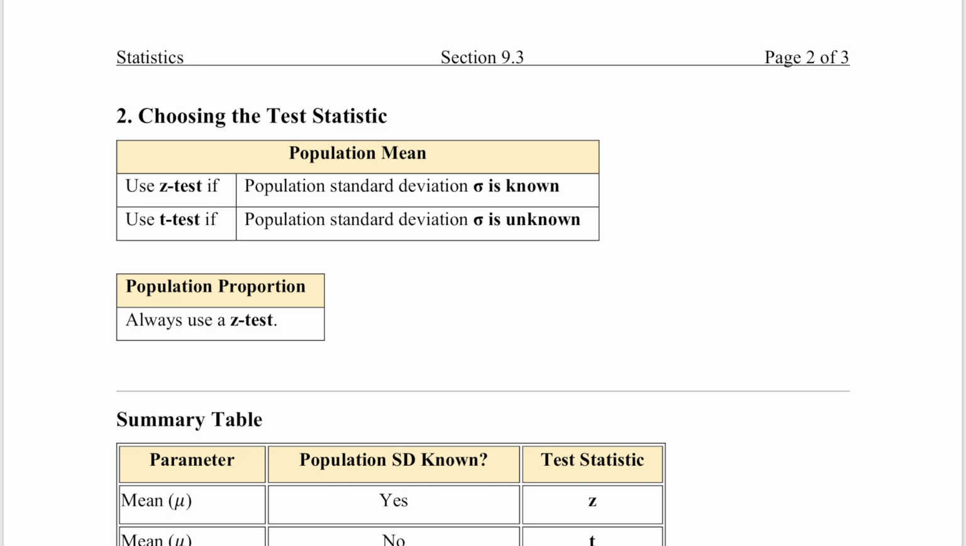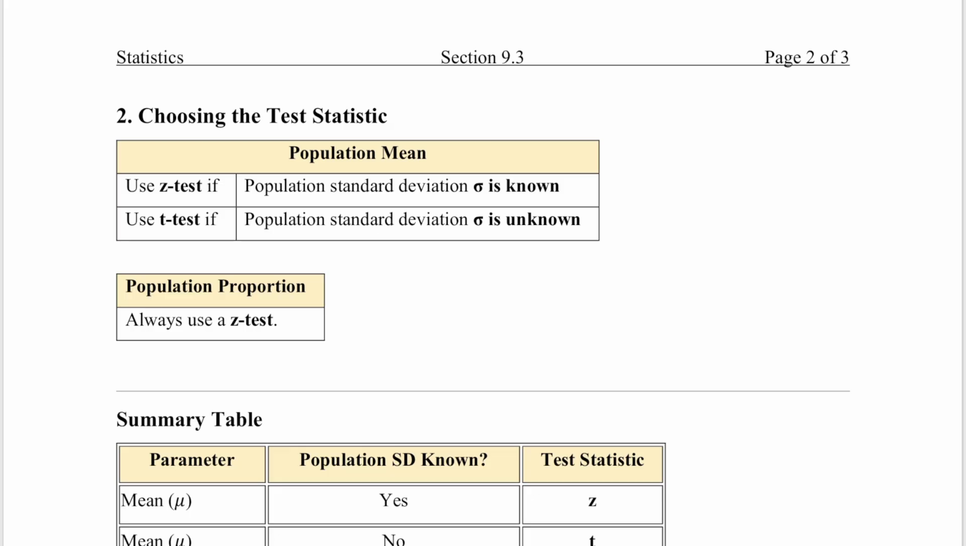In this video, we'll learn how to choose a correct test statistic for a hypothesis test. We'll focus on three choices: when to use a z-test, when to use a t-test, and how to apply these ideas in a full example. Let's begin.